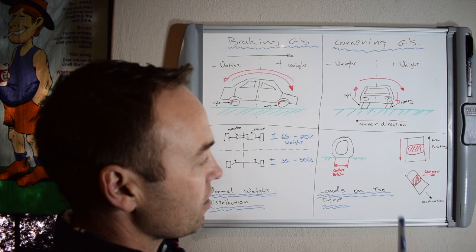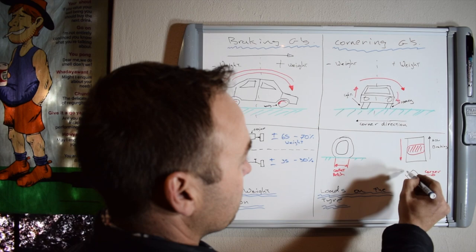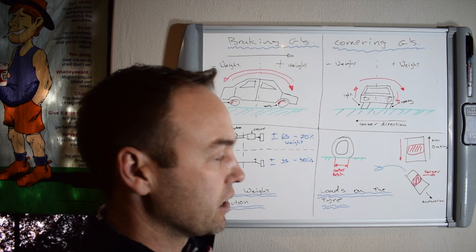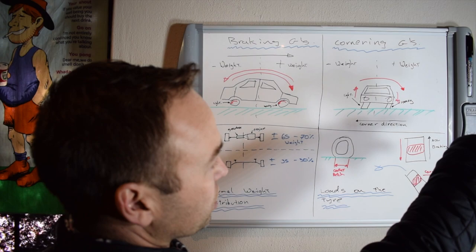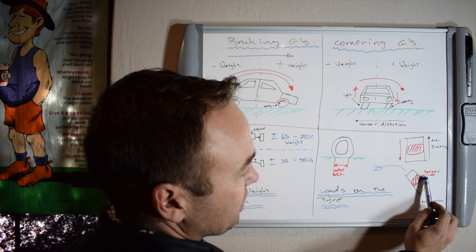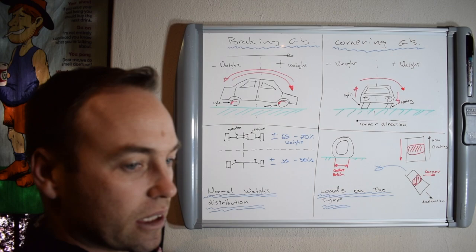When you're going around a corner, let's say the corner direction is this way, there are a couple of forces acting on the tire. First of all, there's a lateral force, because as you go around the corner, as we explained here, there's a force that's trying to push the car outward. That's your centrifugal force. So that effectively is that force, that load that's being applied to the tire. Then as you accelerate, there's additional forces in a separate direction.